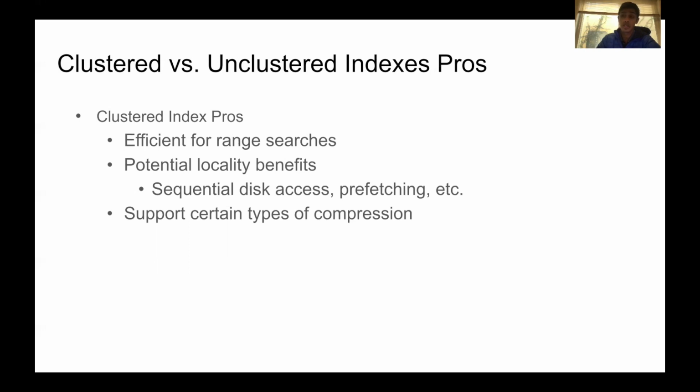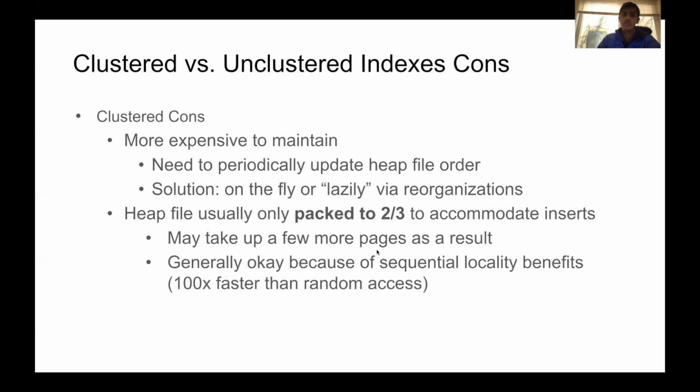So even though two keys are close together lexicographically in unclustered indexes, they could be in radically different positions on disk. Clustered indexes also support certain types of compression. We can briefly touch on that too. But the cons of clustered indexes are that they're more expensive to maintain, and you might need to periodically update your heap file.